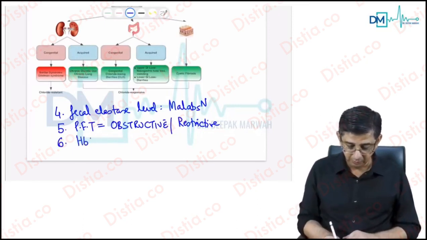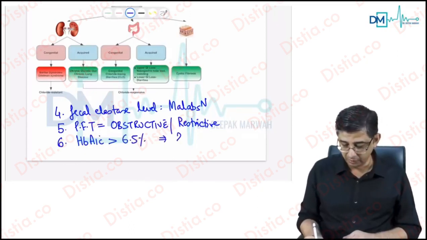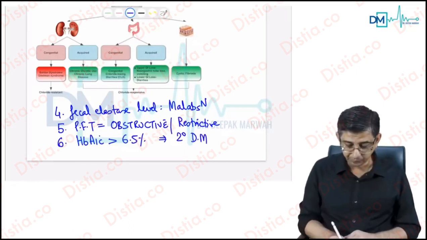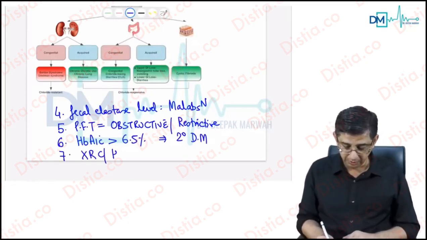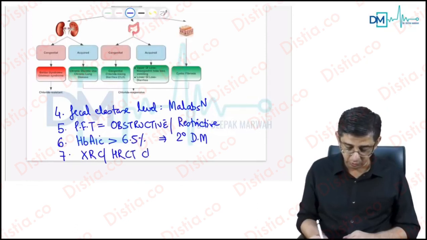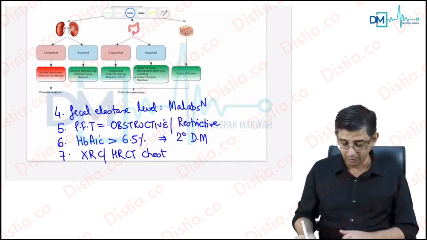These patients can develop diabetes mellitus by the second decade of life, so HbA1c would be done. This can identify secondary diabetes mellitus. The seventh investigation would be an X-ray chest and HRCT chest, the images of which I have already shown to you with respect to bronchiectasis and dilated airways in the patient.